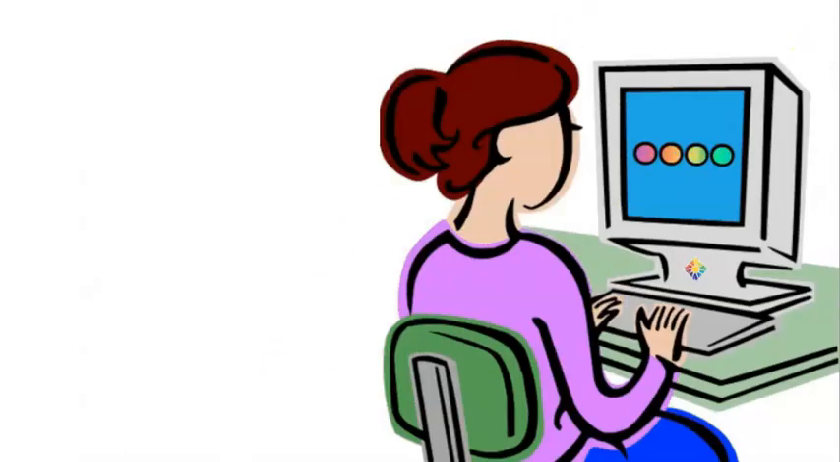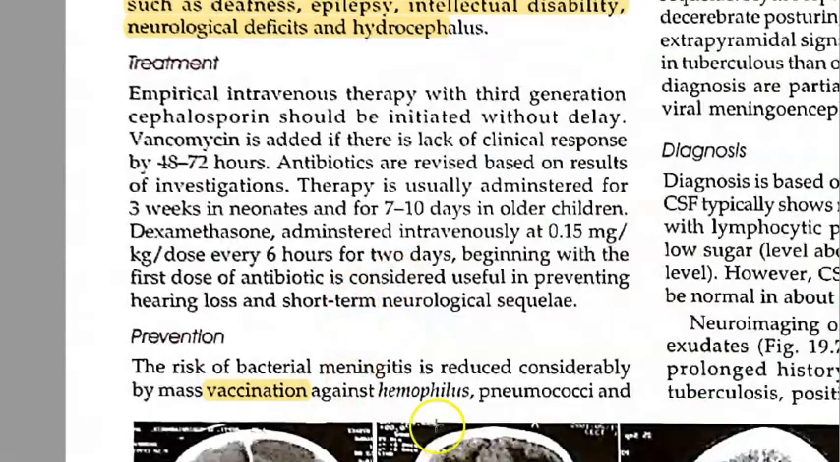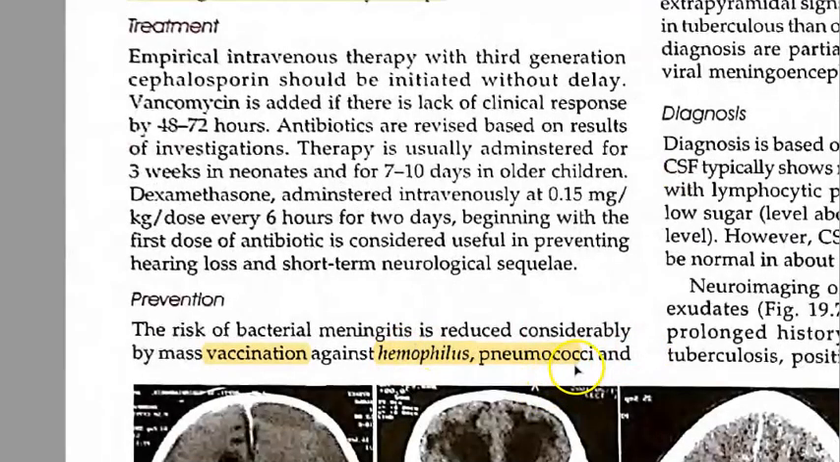So now pay attention to the treatment. First of all, let us talk about the prevention. Vaccination against Haemophilus, pneumococci, etc. Even for meningococci, it's there, they are saying. And even as a prophylaxis, you can give rifampicin, they are saying, against this meningococci, okay?